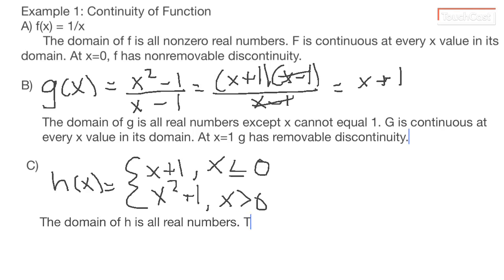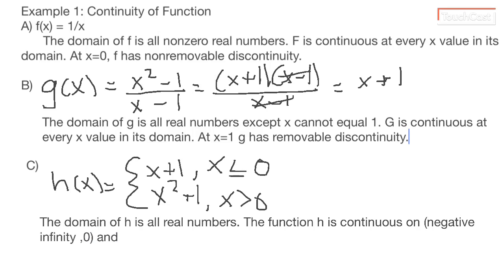So what this means is the function h is continuous on the interval negative infinity to 0 and 0 to infinity. Because if we were to find the limit as x approaches 0, we could find that it would be 1.